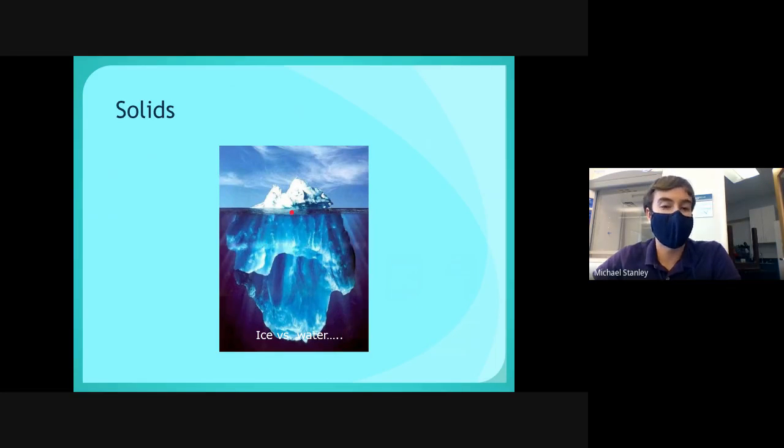Again, that is why icebergs will float. Even though they're huge and they weigh millions of pounds sometimes, the ice that makes them up is less dense than the water that they are floating in.